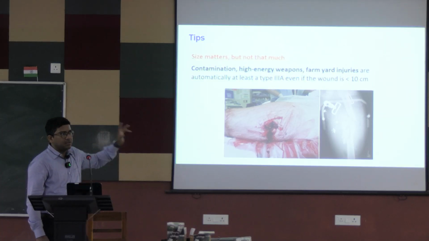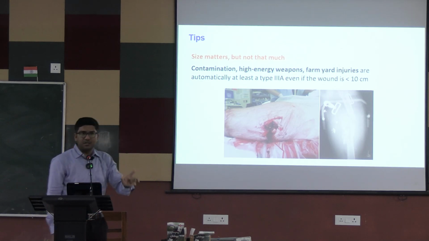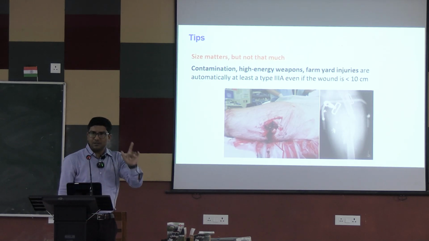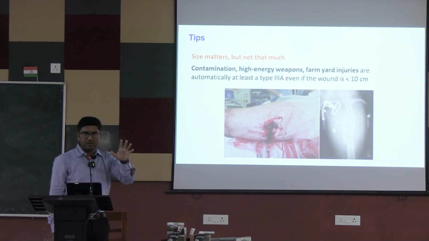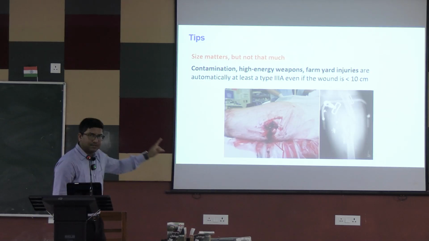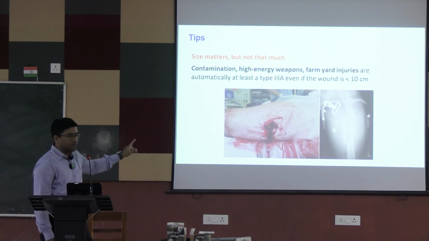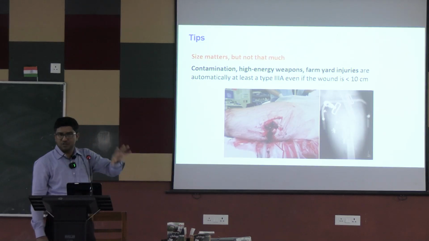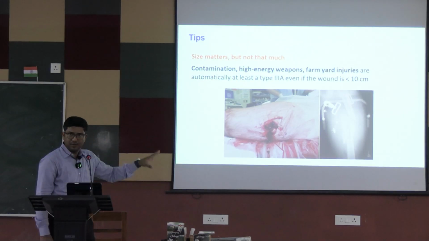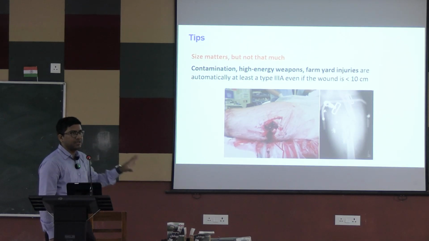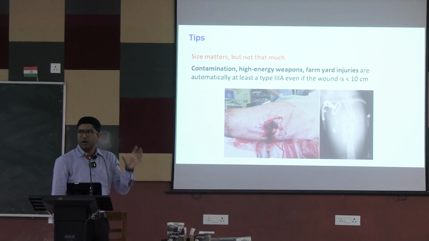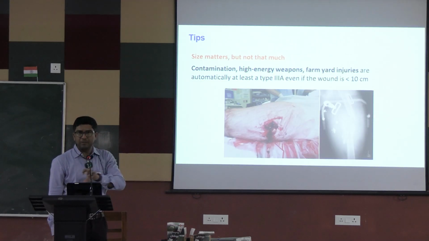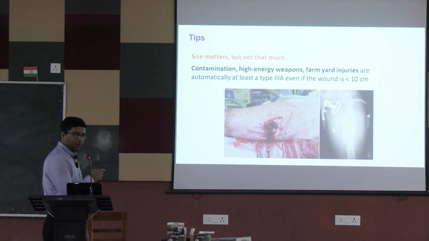So remember, the Gustilo-Anderson classification, you classify the tissue injury, the open wound, after doing the first debridement. Once you clean the wound, then you can assess the extent of the tissue injury. Then only you can classify. So the classification you have to do after you do a bit of debridement and cleaning. So this point is important.